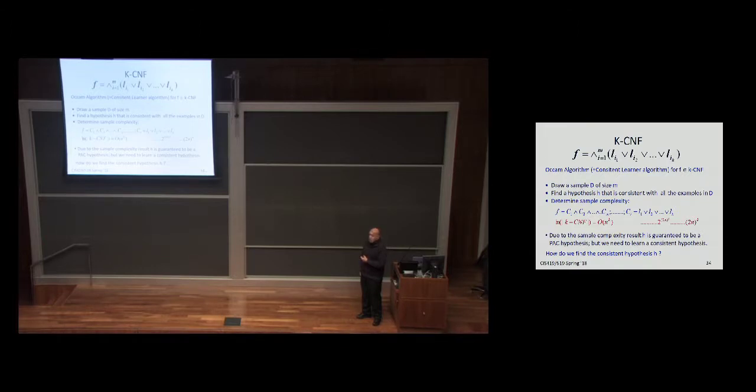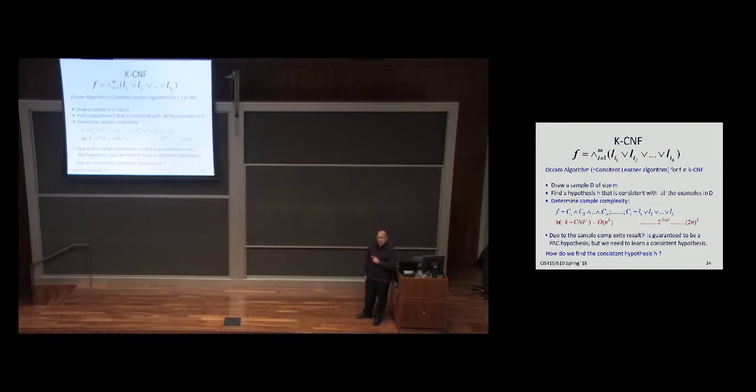Right? Think about it. If you have outside a conjunction, and you are negative, it means that one of these components is negative, but you don't know which one. So you have this credit assignment problem. Which of my components should I blame for the negativity of this example? So that's not going to work directly.